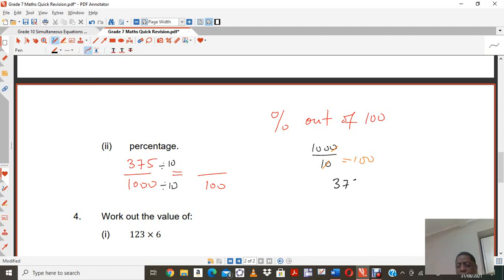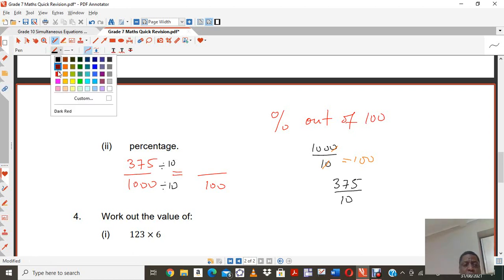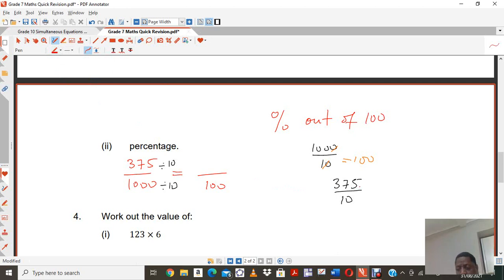And 375 divided by 10, so the comma will just move once, so the number becomes smaller. So you expect to have something like 37,5. So this is now 37,5. Now, everything out of 100 can be written as a percentage, 37.5. Then you just use the percent notation, and that is the answer that you have there. Okay, so there are other methods you can use as well.